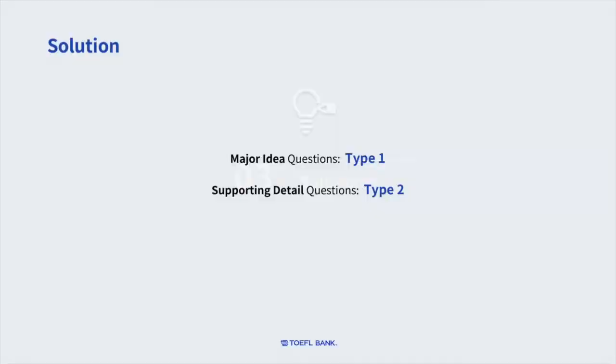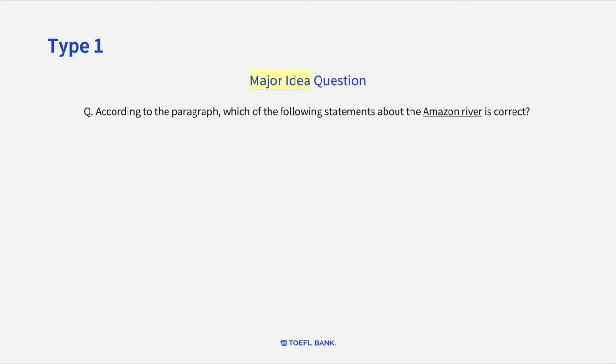Fact questions differ depending on the range of the question. It may ask about major ideas or supporting details. From now on, I'll be calling major idea questions type 1 and supporting detail questions type 2. Now let's say there's a passage on the Amazon River. A type 1 question would be, according to the paragraph, which of the following statements about the Amazon River is correct?